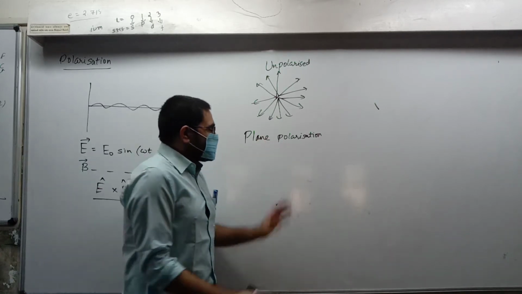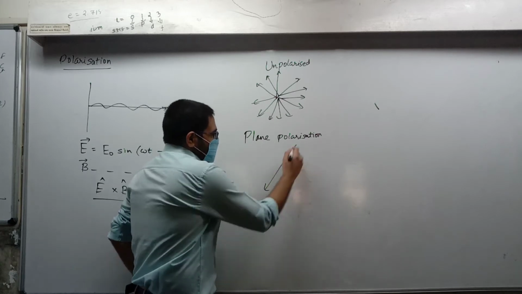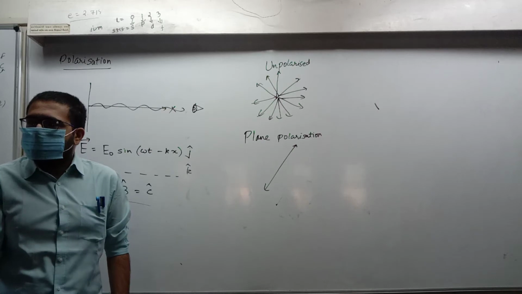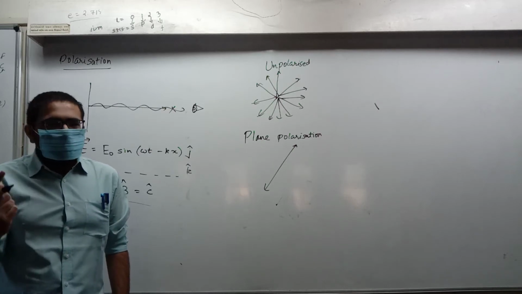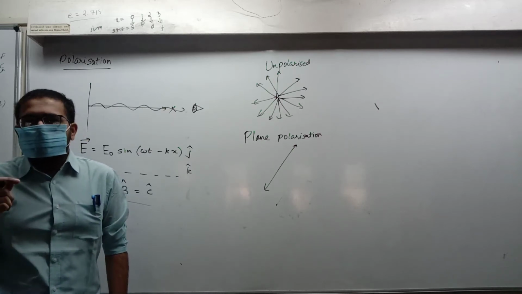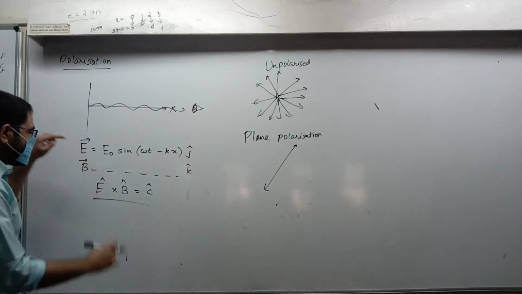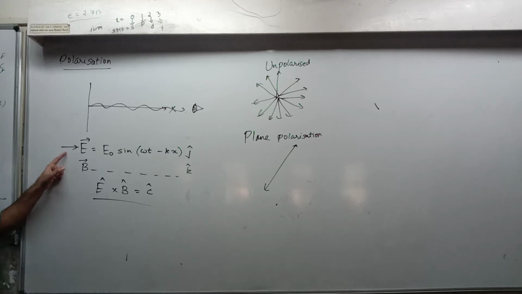Okay, so what is plane polarized light? It would be that electric field vectors are all oriented in only one direction. Understood? All electric field vectors are oriented in one direction, then that is called plane polarized light. In fact, this equation is an example of plane polarized light.